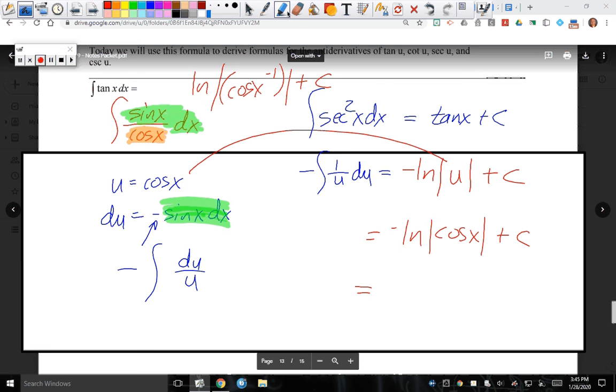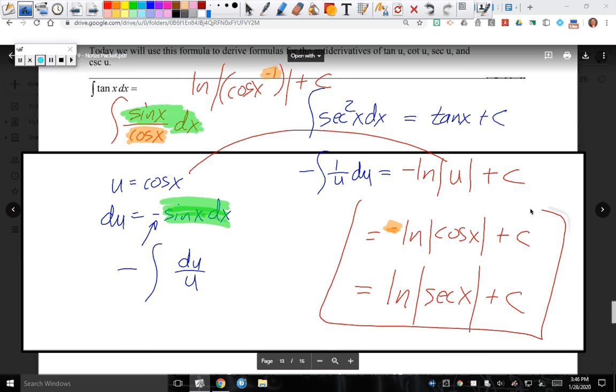So you could bring, by the law of logs that you refreshed today, that inside as the power. So this is the reciprocal. This isn't arc cosine. It is not arc cosine. It's the 1 over cosine, which is secant. And we're going to talk about that next time.